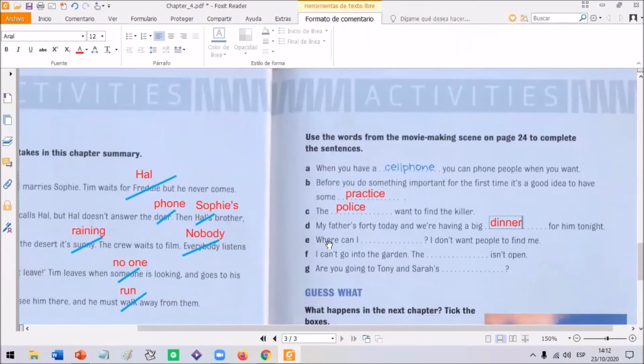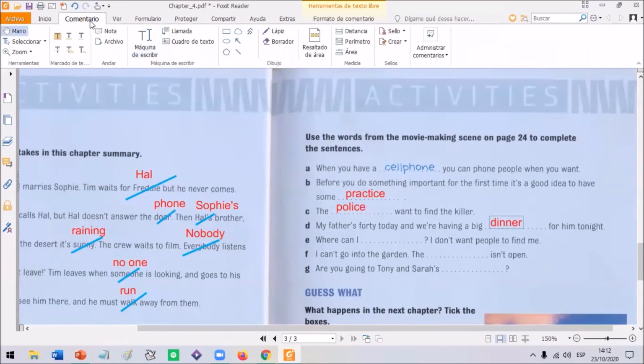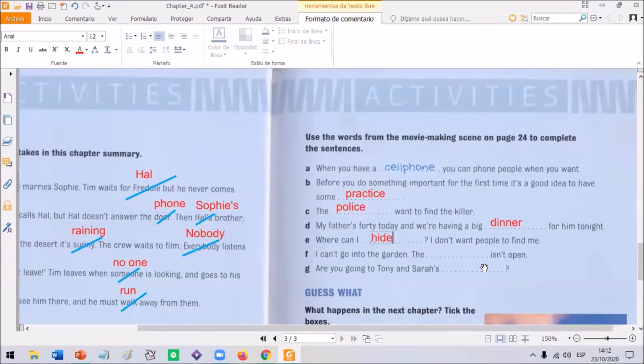Next. Where can I... I don't want people to find me. Dice, no quiero que la gente me encuentre. Entonces, ¿qué estoy? Si no quiero que me encuentren, ¿qué estoy preguntando? Where can I hide? Right, esconderse. Where can I hide? I don't want people to find me.